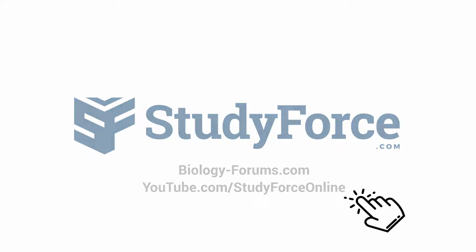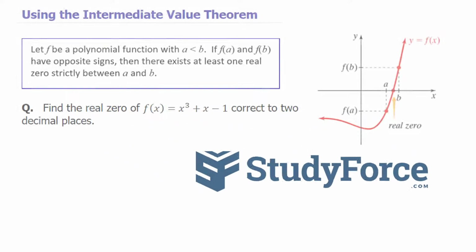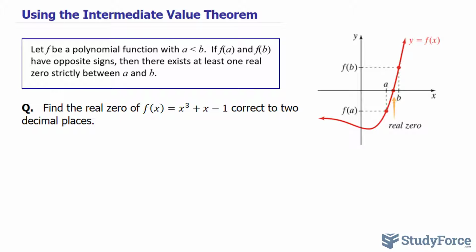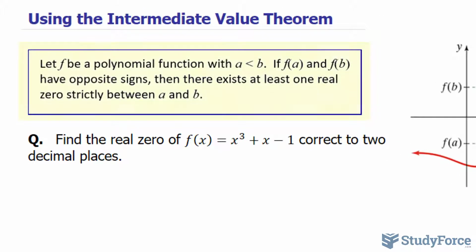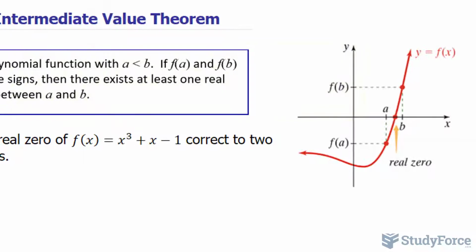In this quick tutorial, I'll show you how to use the intermediate value theorem. The theorem is perfectly summarized in this picture. And the idea behind it is that if you let f be a polynomial function where the input a is less than b, if you evaluate f at a and evaluate f at b, and they happen to have opposite signs, then there exists at least one real zero strictly between a and b.